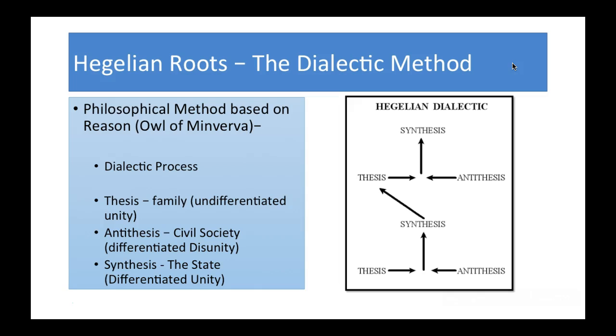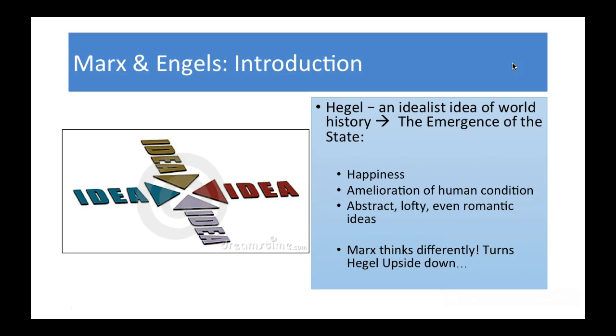So the state is this idea. It's abstract, and it's going to allow differentiated unity. That is, it's going to allow for an improvement in human life and human society. So that's that idea, and we're going to apply that idea when we look at Marx and Engels. So we're going to get right down to Marx and Engels. Here we are at about 5.5 minutes.